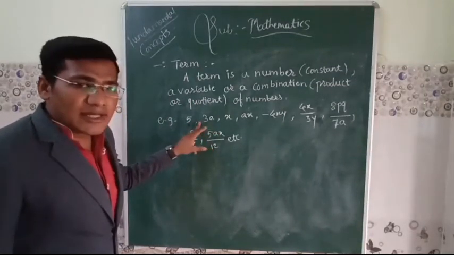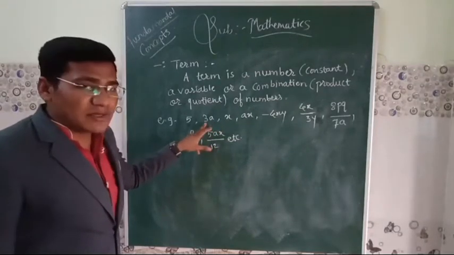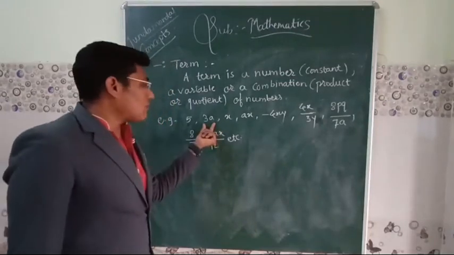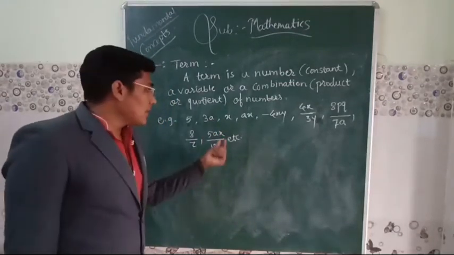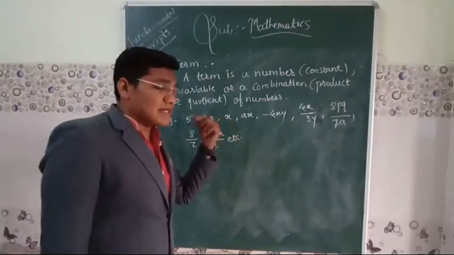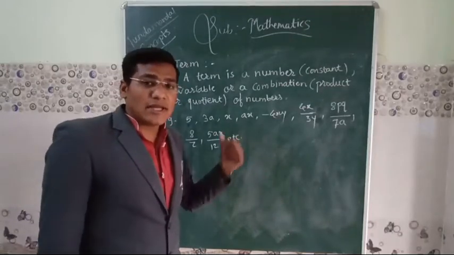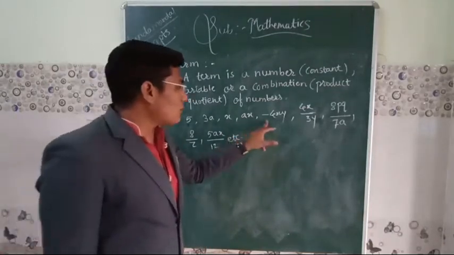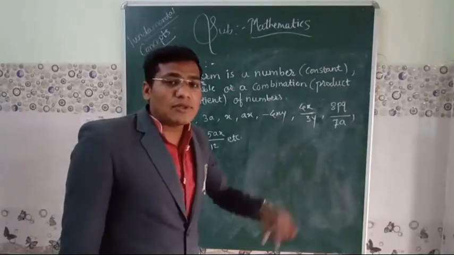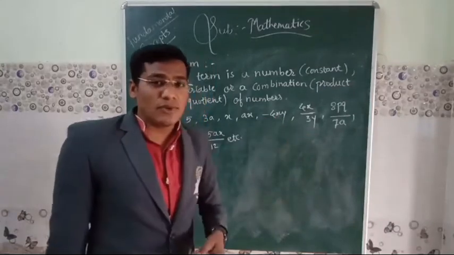3a: here 3 is multiplying with a, which means 3 is a constant multiplying with a variable. That time there is a formation of 3a, and it is called a term. Now x is also a term. Why? Because only a variable is there. And ax, where both variables are there, we can also call a term. Minus 4xy: here minus 4 is a number multiplying the x and y variables, and there is a formation of the term minus 4xy.